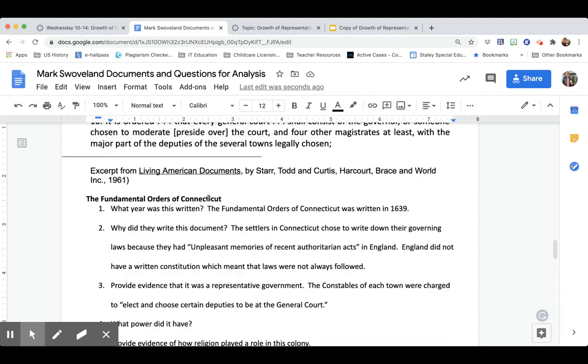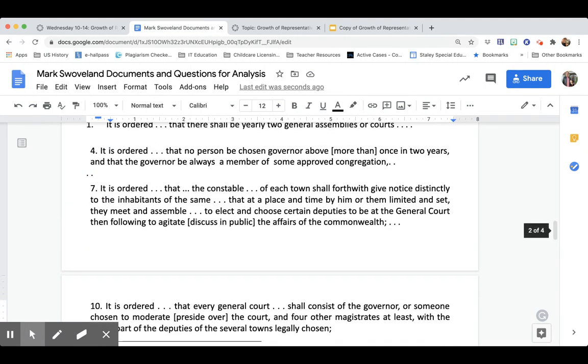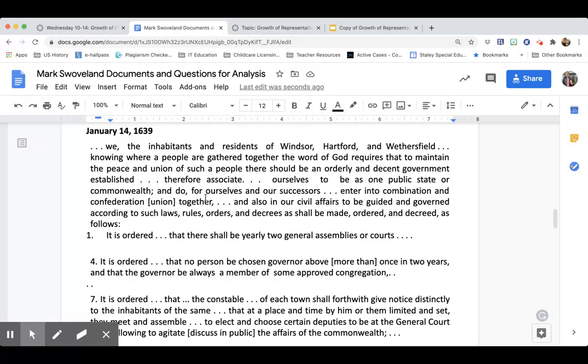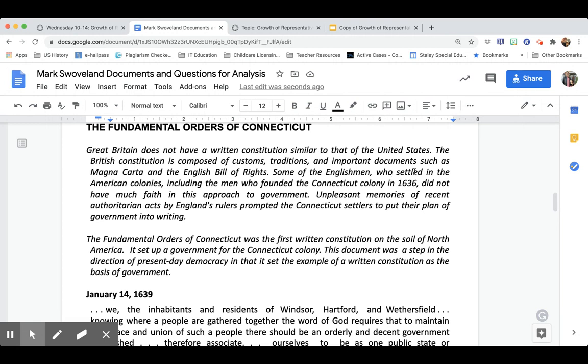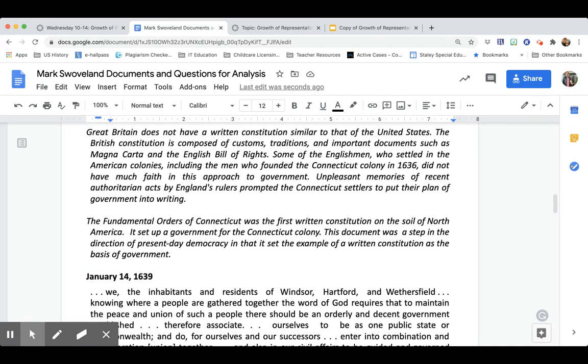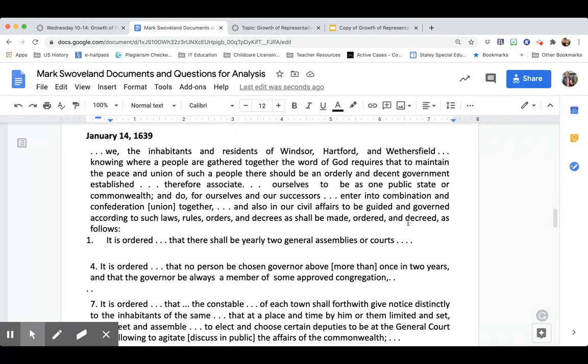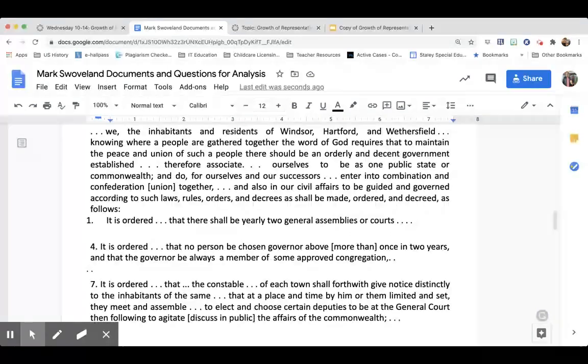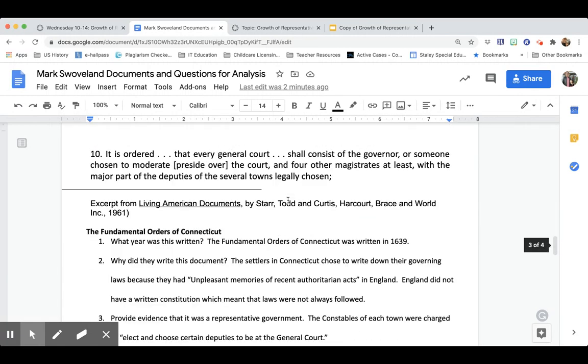All right, what power did it have? So what power did it have? Let's see if we can find it in modern English. Okay, so here we go. This is where it's talking about some of the powers that they have. It says that this governing body can enter into combination and confederation together, so they can come together, and also in our civil affairs to be guided and governed according to such laws, rules, and orders and decrees as shall be made, ordered, and decreed as follows. So they have the power to create laws, rules, orders, and decrees. Okay, so let's go ahead and put that in there.